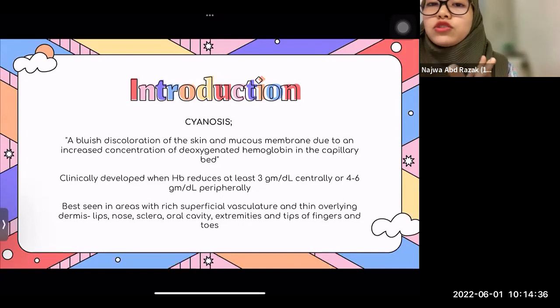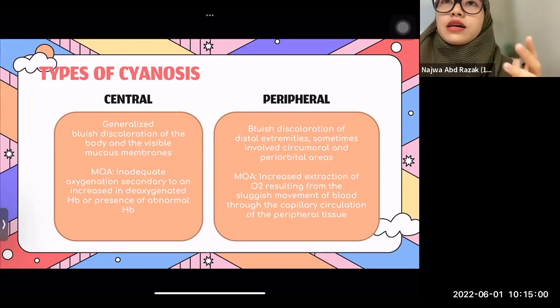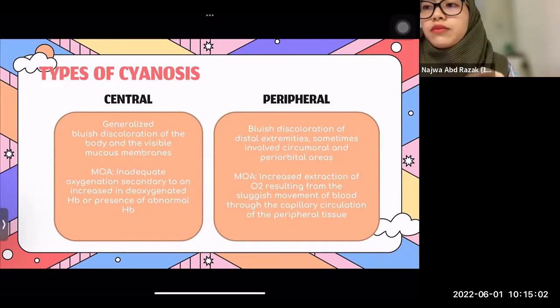Next we move on to types of cyanosis. It is divided into central and peripheral. Central is defined as a generalized bluish discoloration of the body and the visible mucous membrane. The mechanism is basically hypoxia secondary to increased deoxygenated hemoglobin, or the presence of abnormal hemoglobin, for example, in a case of methemoglobinemia.